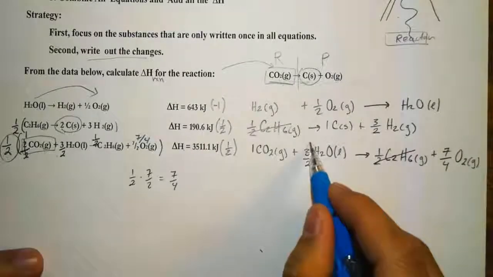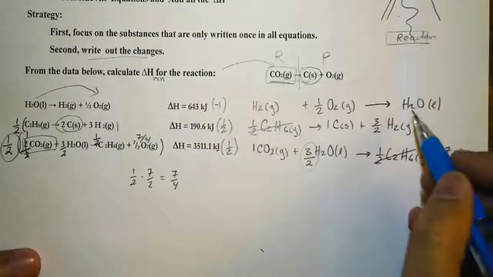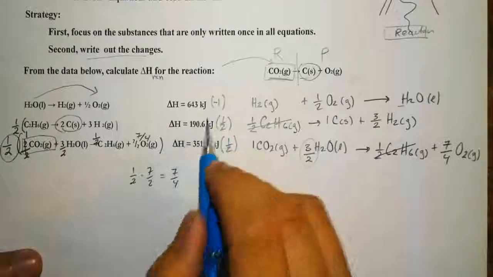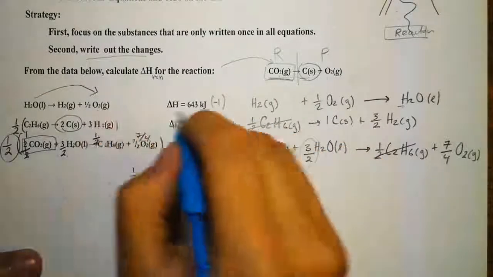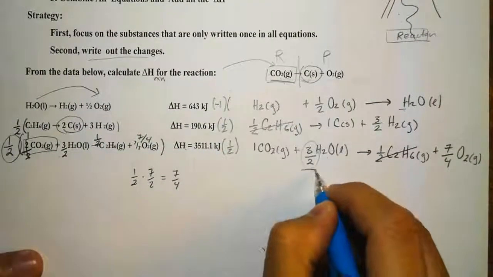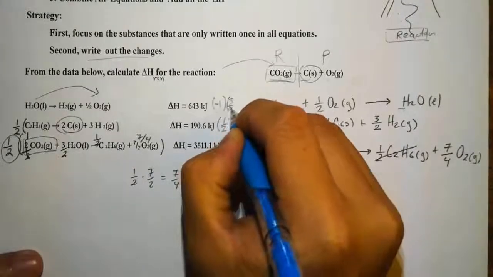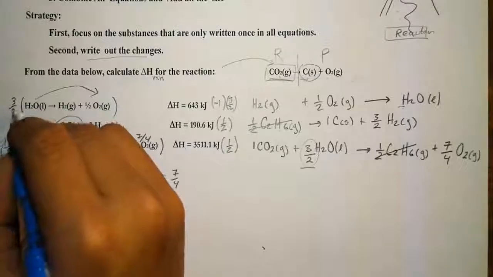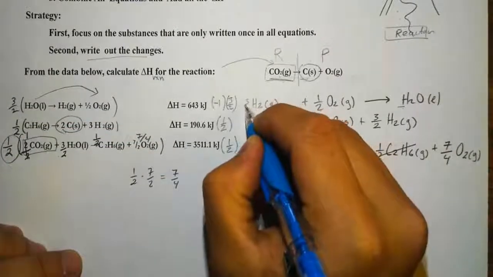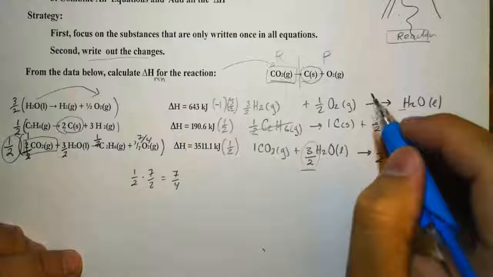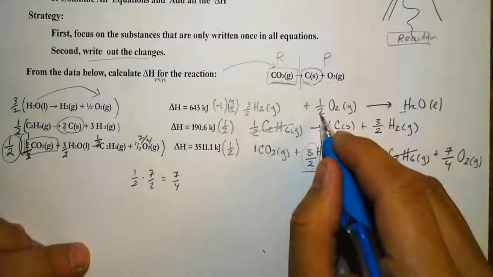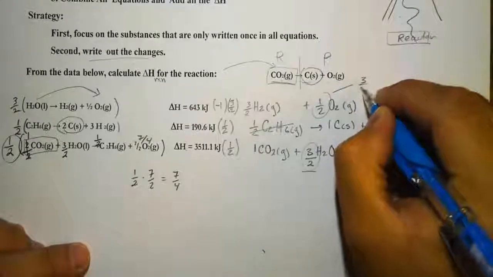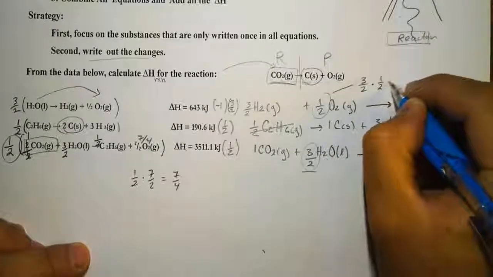Notice how we have 3/2 of water here, and then we have 1 water here. So not only do we have to flip it, we actually have to multiply it by that 3/2 as well. And when we multiply this by 3/2, what is that going to be? That will give us 3/2 of H2. And what is 3/2 times 1/2 for this part right here?